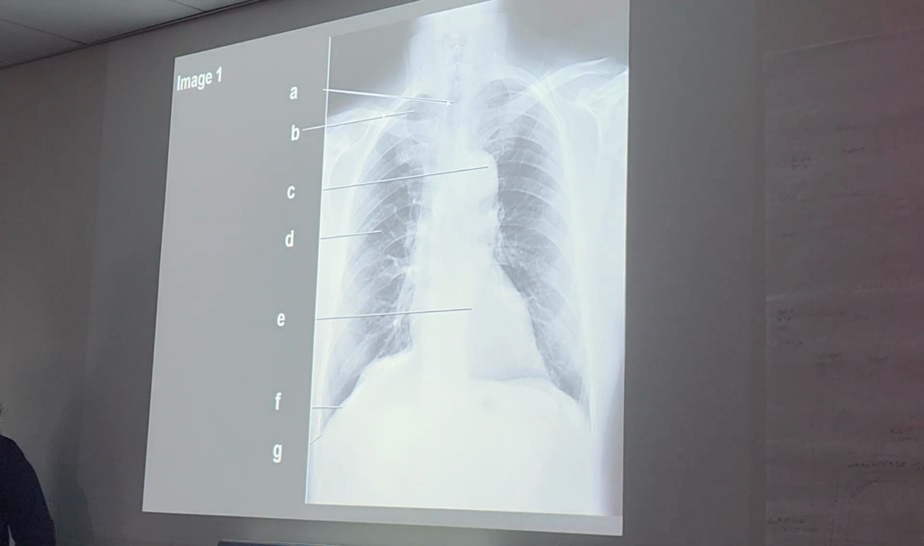What's Letter A? I don't know if it's the spinous process because it's below the spinous process. So it's pointing to this dark area right here. What do you think that is? It's a chest X-ray. Air fills the trachea.